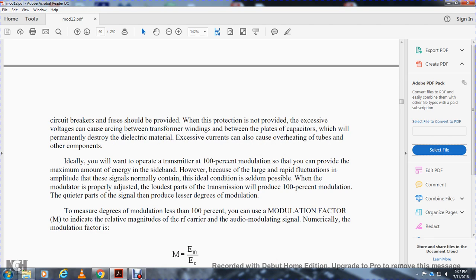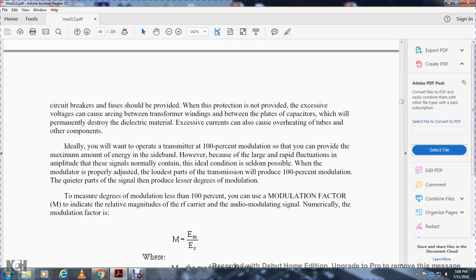However, because of the large and rapid fluctuations in amplitude of these signals, obtaining the ideal connection is seldom possible. When the modulators are properly adjusted, the loudest part of the transmission will produce 100% modulation. The quieter parts of the signal then produce a lesser degree of modulation. To measure a degree of modulation less than 100%, you can use the modulation factor M to indicate the relative magnitude of the radio frequency carrier and the audio modulating signal.